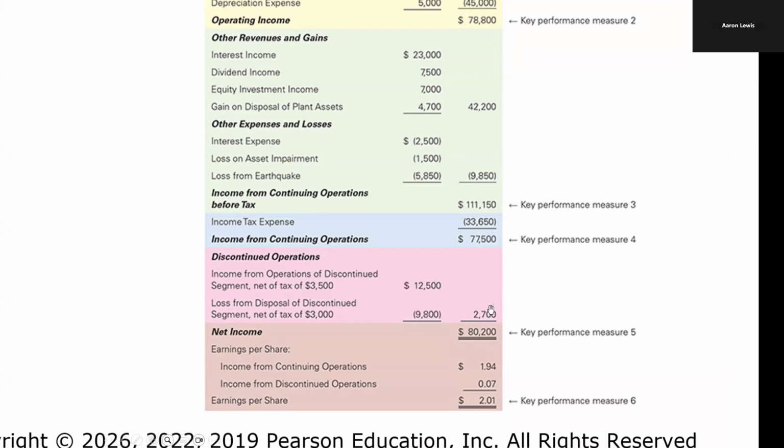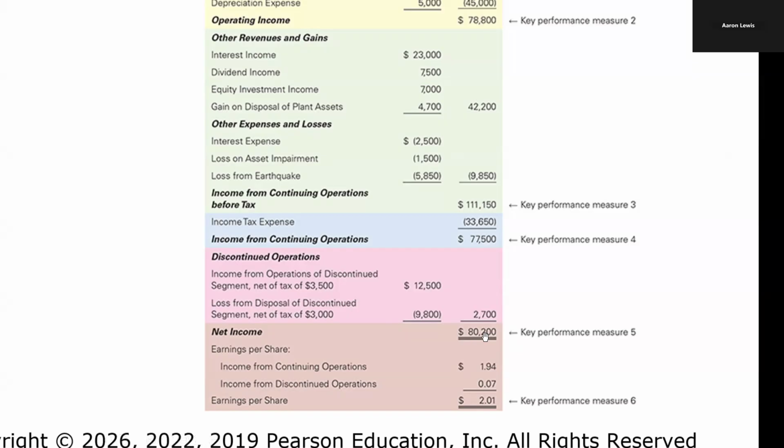This guy discontinued 100%. We know this isn't going to happen next period. So somebody looking at this could say, yeah, well, that was their net income, but I know they're not going to have this big chunk coming in from this thing they're getting rid of. So this is more of a number to make a prediction on what's going to happen next period. And then again, at the bottom, while it's $80,200 worth of income, is that good?